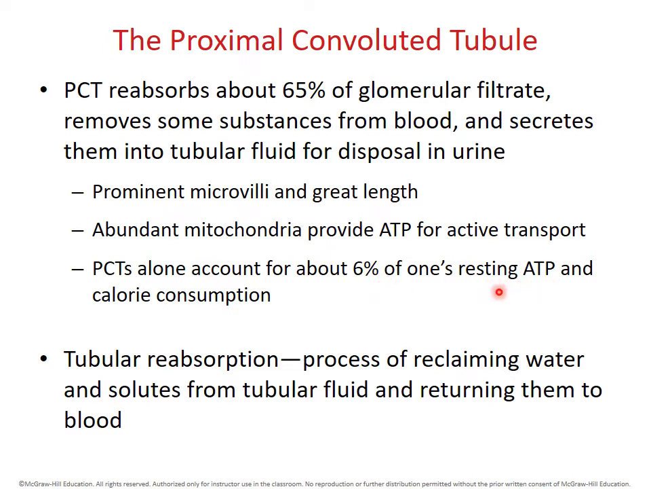Remember from AMP1 that much of your basic metabolic rate is burning of ATP in muscles to maintain muscle tone. The sodium-potassium pump, which is active transport pump, uses a lot of the body's basic metabolic ATP. But the proximal convoluted tubules also represent a significant portion of what we call your resting metabolic rate.